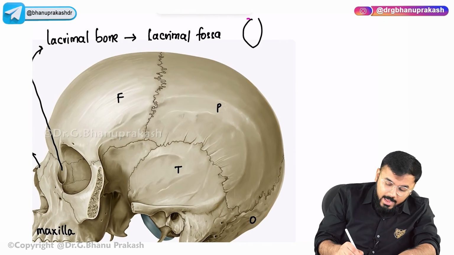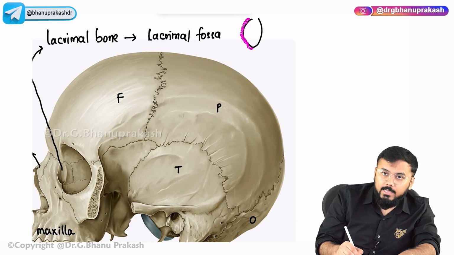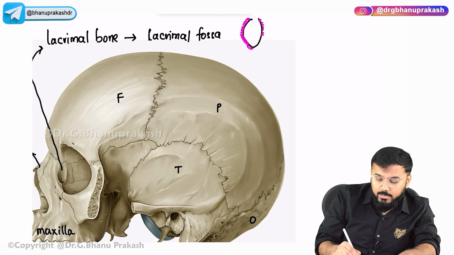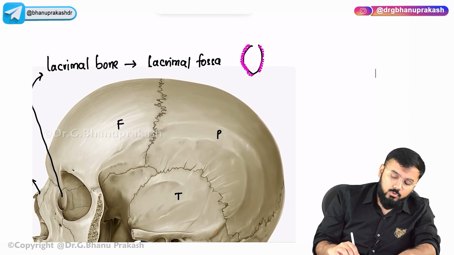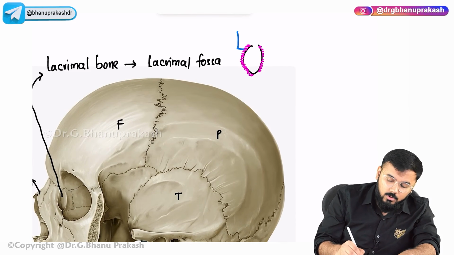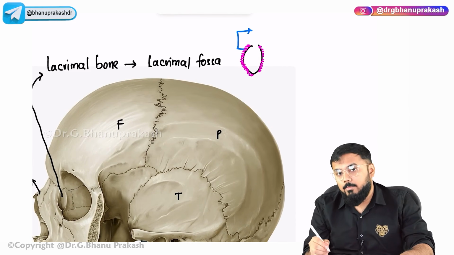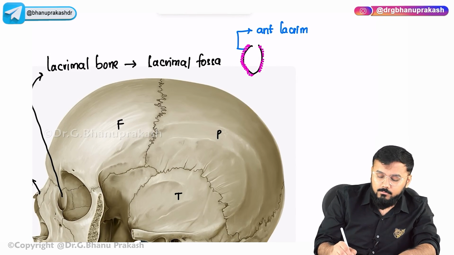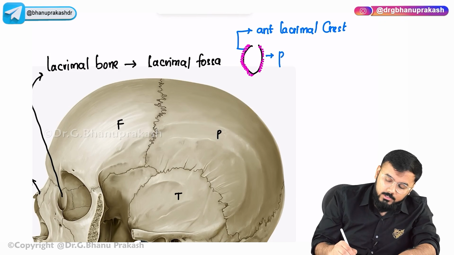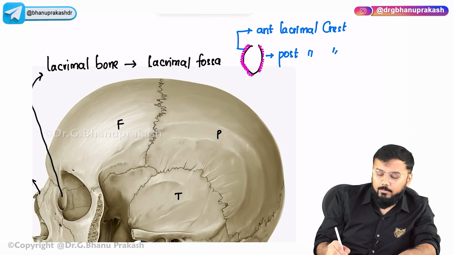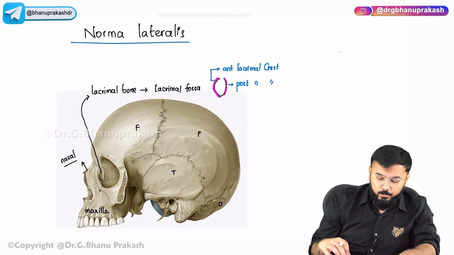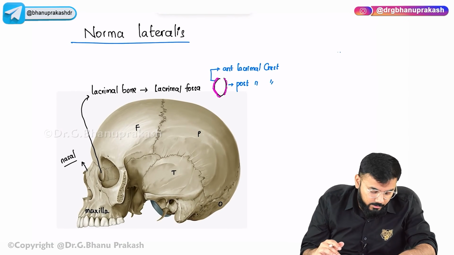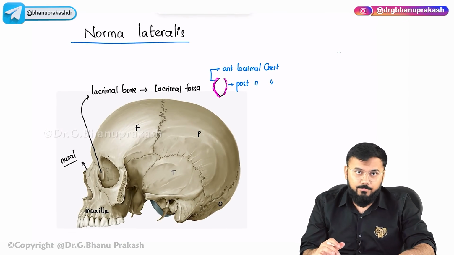Now this fossa is having two important walls. See, this is called as an anterior wall and a posterior wall. Okay, this anterior wall is also called as anterior lacrimal crest, and the posterior one is called as a posterior lacrimal crest. Between the anterior and posterior lacrimal crest, what you have got is a lacrimal fossa, right?